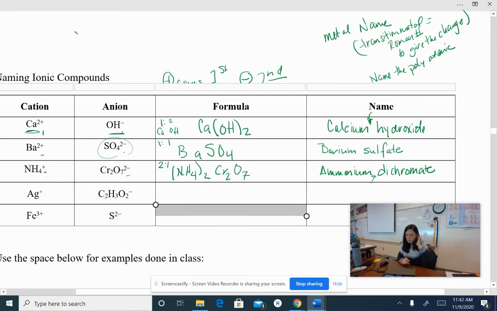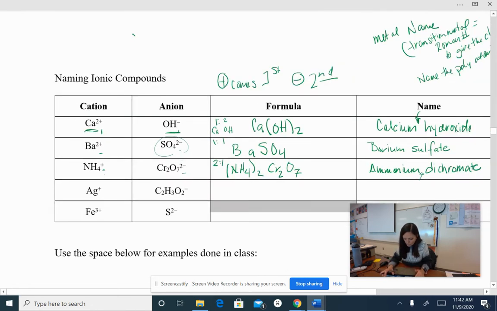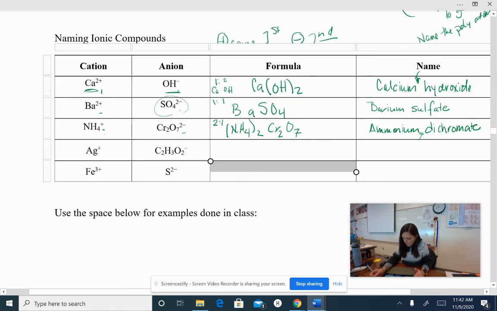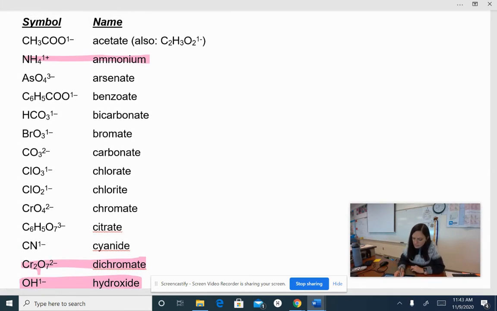Okay, so ammonium dichromate. Okay, let's look at this next one. We have silver, and we have C2H3O2. So let's look that up on our polyatomic. Oh, here we go. C2H3O2, also known as this. It goes by the name of acetate. Okay, so we know we have something acetate.